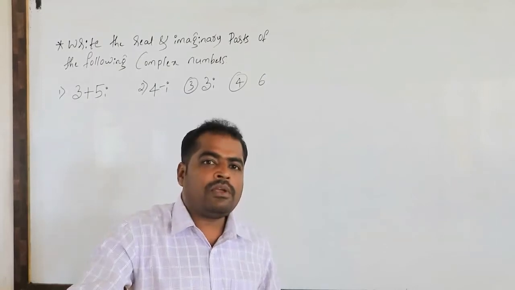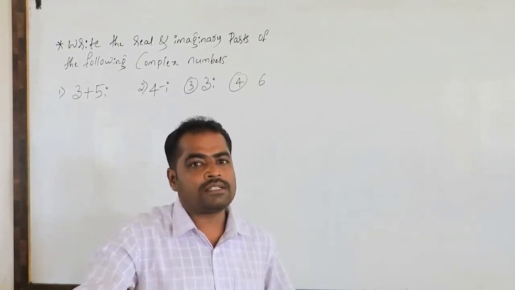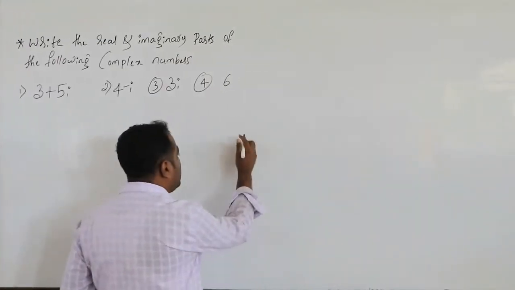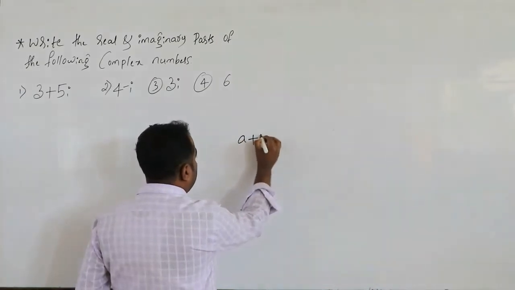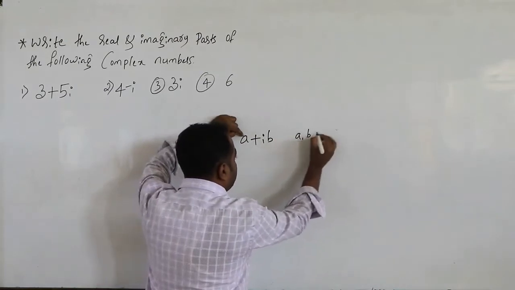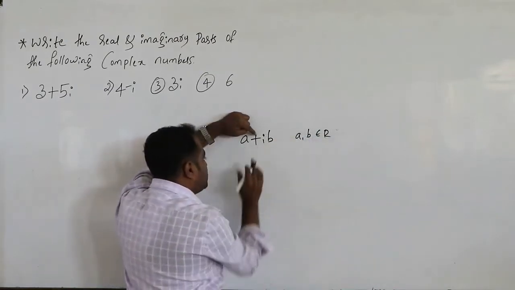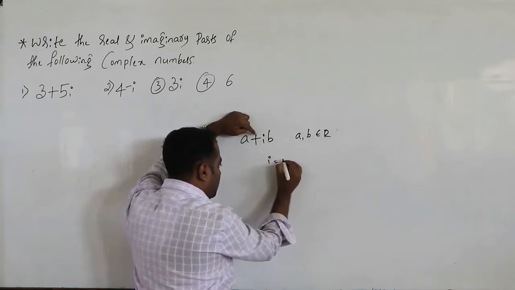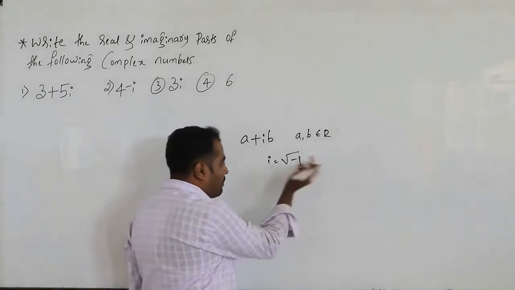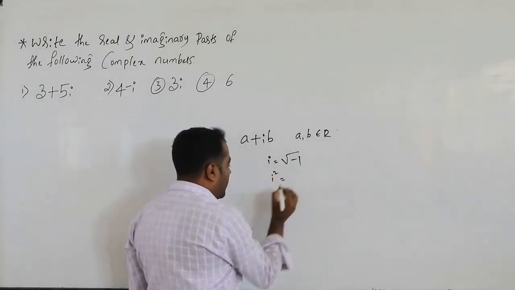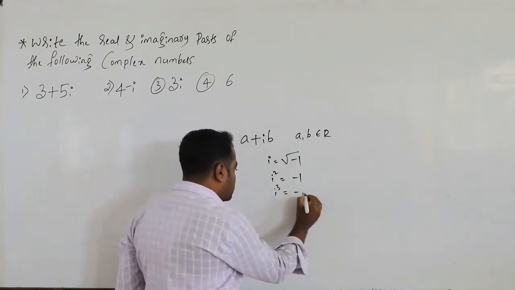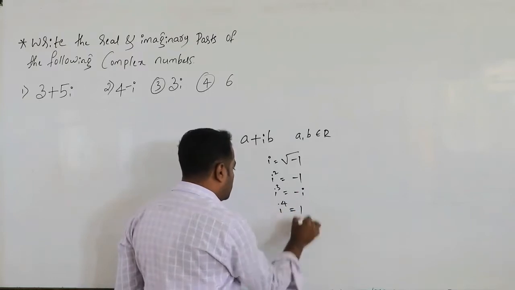Hi everyone, in the previous class we were discussing complex numbers. Complex numbers are nothing but numbers of the form a plus ib, where a and b are real numbers and i is called the imaginary number, whose value is the square root of minus 1. So here i equals the square root of minus 1. Then what is the value of i square? i square is minus 1, i cube equals minus i, and i raised to 4 equals 1.